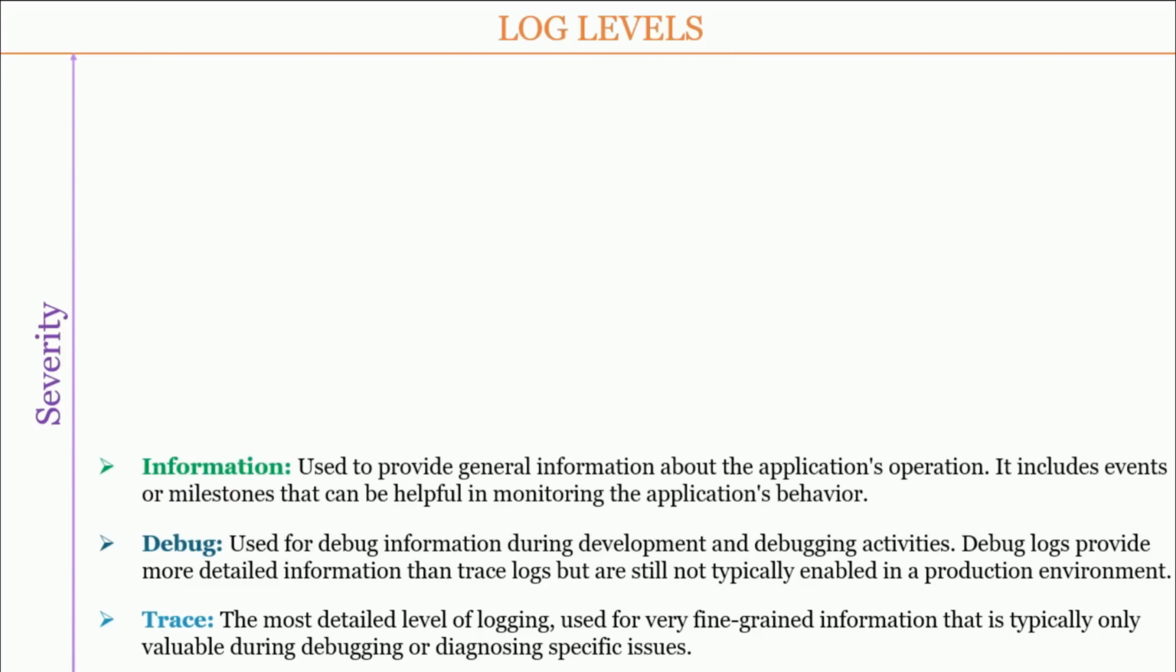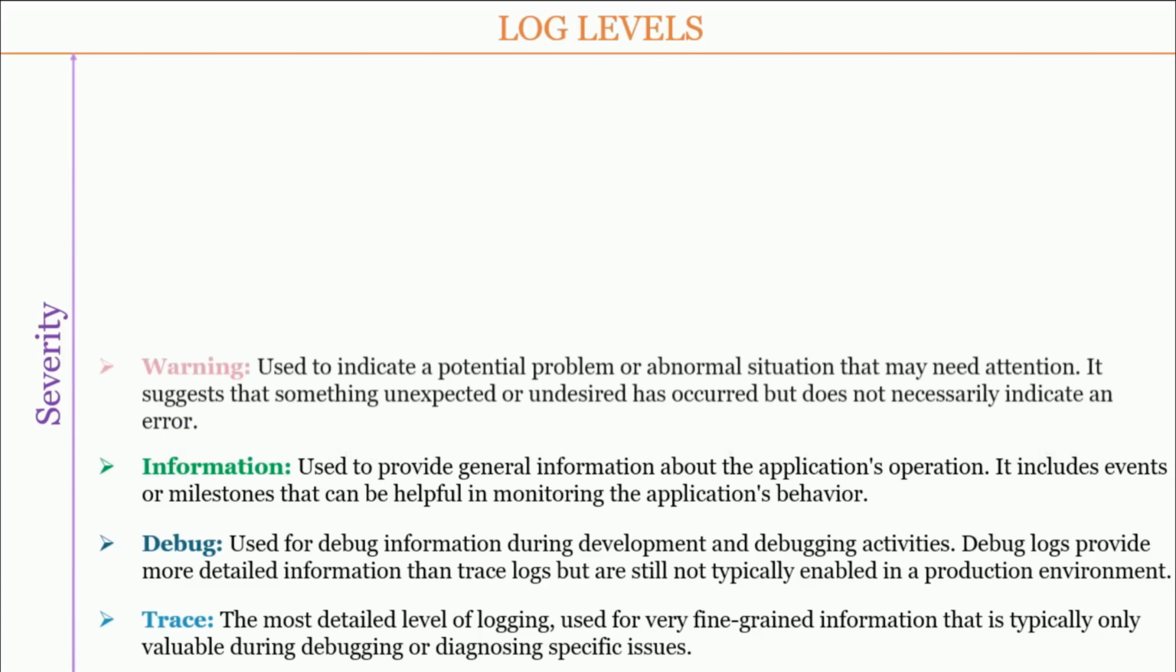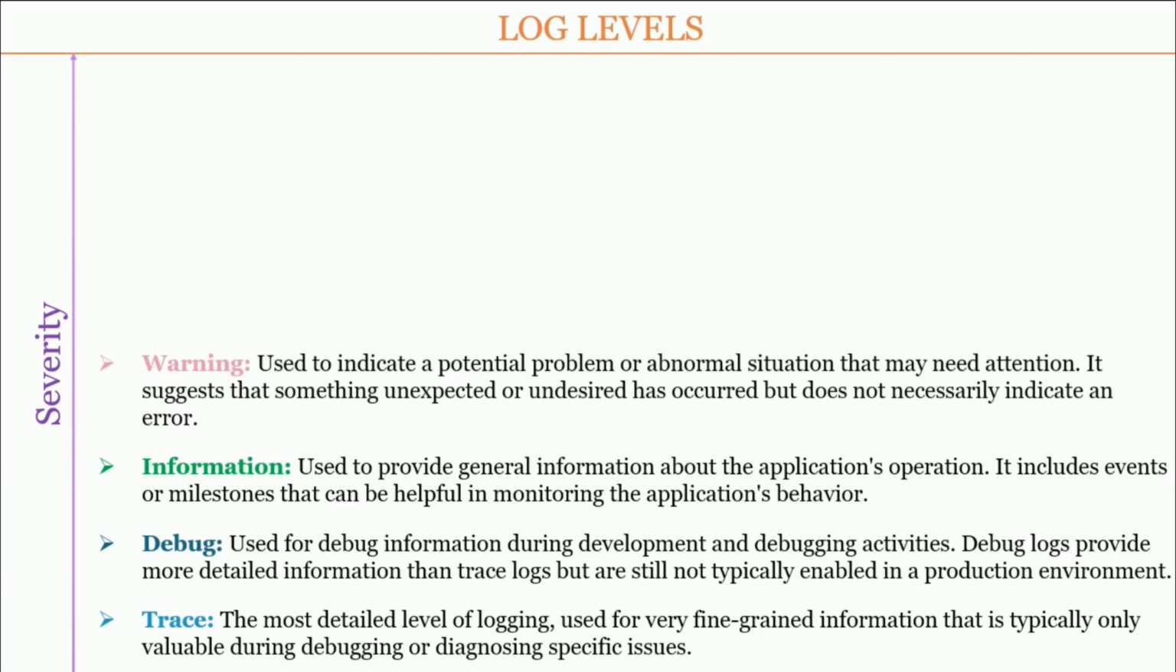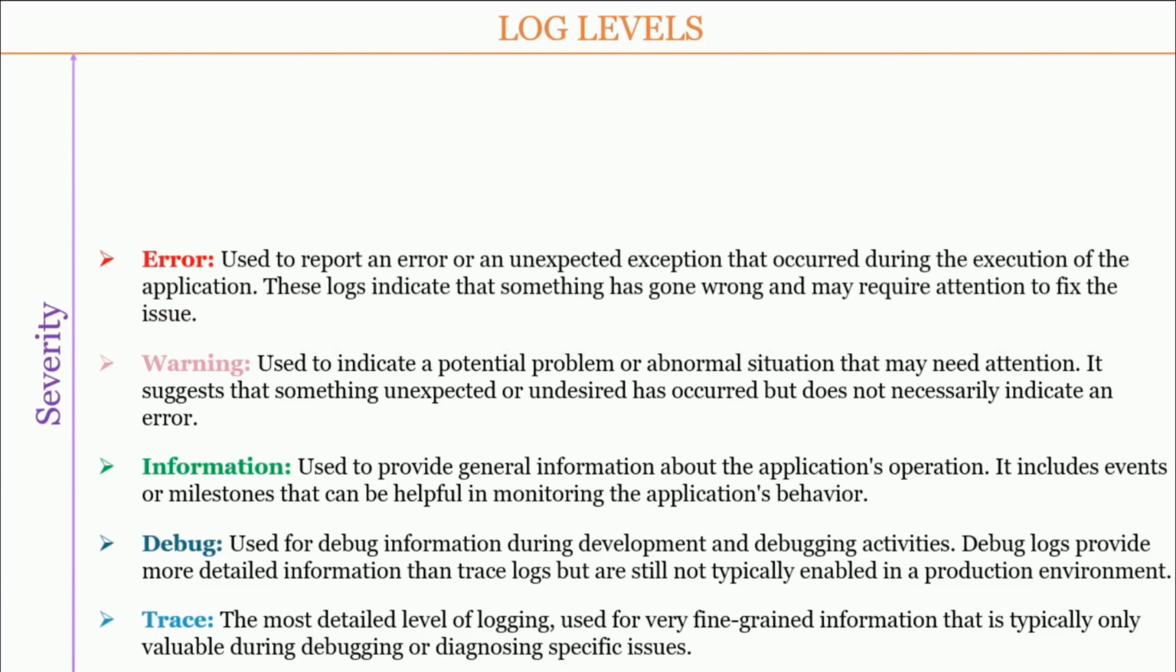Next is information, used to provide general information about the application's operation. It includes events or milestones that can be helpful in monitoring the application's behavior. Next is warning, used to indicate a potential problem or abnormal situation that may need attention. It suggests that something unexpected or undesired has occurred, but does not necessarily indicate an error. Next is error, used to report an error or an unexpected exception that occurred during the execution of the application. These logs indicate that something has gone wrong and may require attention to fix the issue.